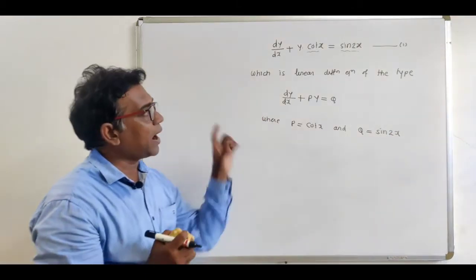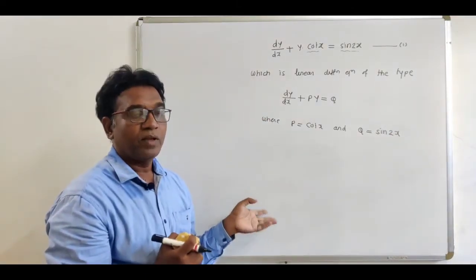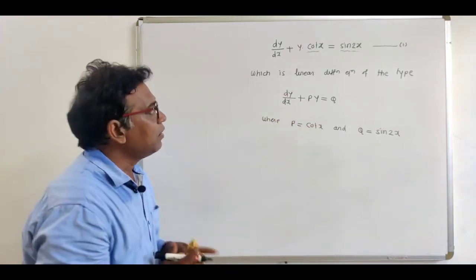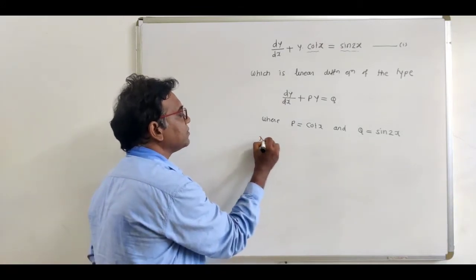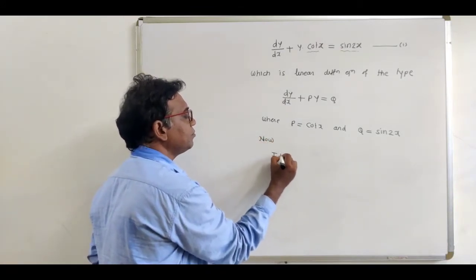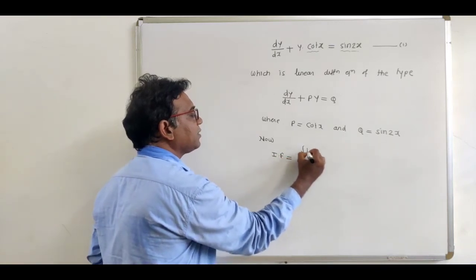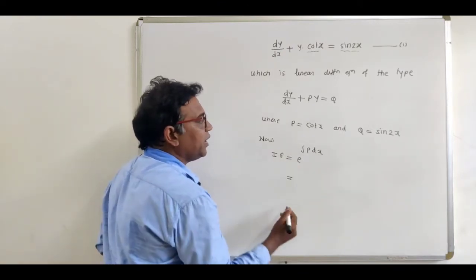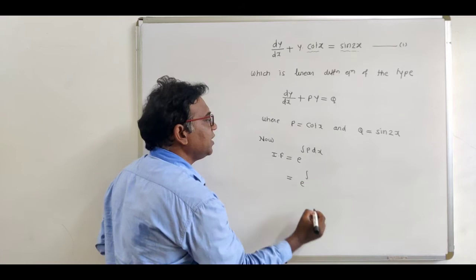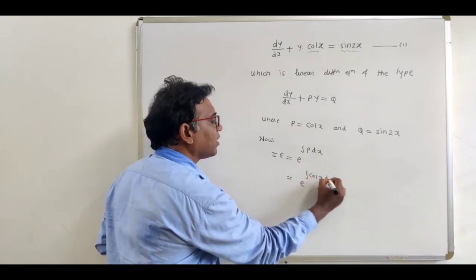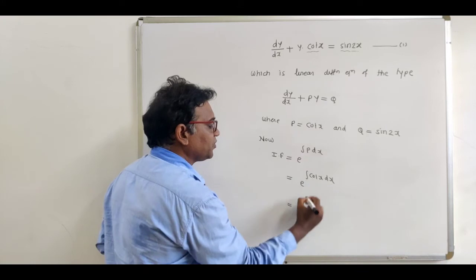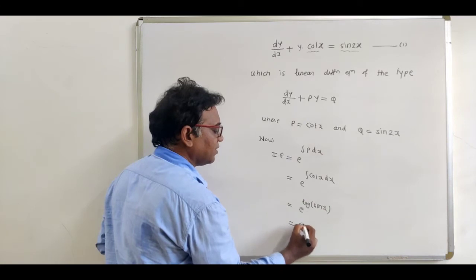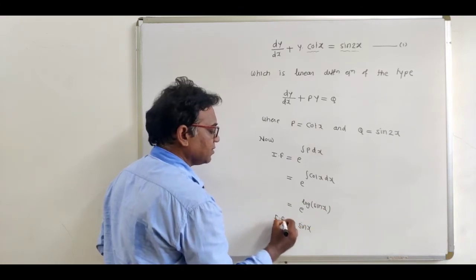What is the first step? Identify the given differential equation. Now this is the linear differential equation having this pattern. Now what is the next step? Find out the integrating factor. So integrating factor is equal to, this is the formula, e raised to integral p dx. So this is e raised to integral cot x dx. Integration of cot x is log sine x. Exponential and log get cancelled. So this is our integrating factor, that is sine x.